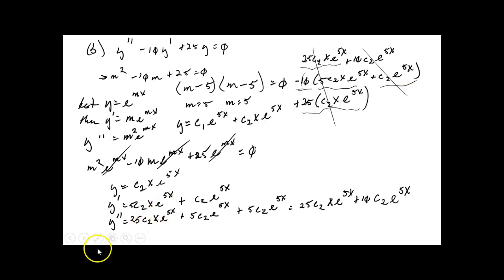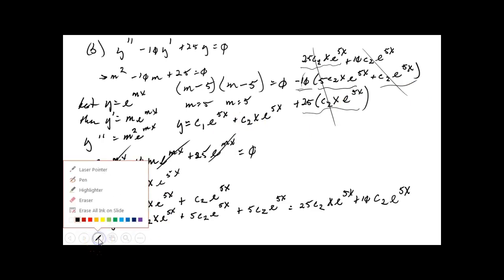Now the C case. C example. Here we have y double prime plus 4y prime plus 7y is equal to 0.